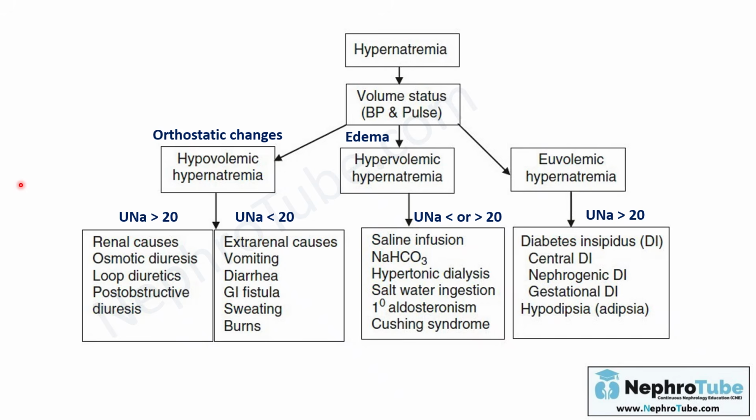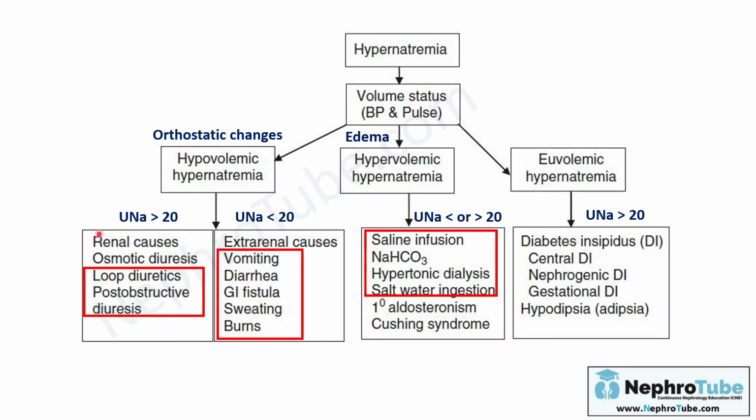Second point, you may not be in need of an algorithm for diagnosis of hypernatremia, because in most cases the cause is crystal clear from the history taking and the examination of the patients. If the patient is on loop diuretics, you can find this by history. You are not in need to measure urinary sodium or do any investigation to diagnose the cause. Post-obstructive diuresis, this will be very clear in your patient.